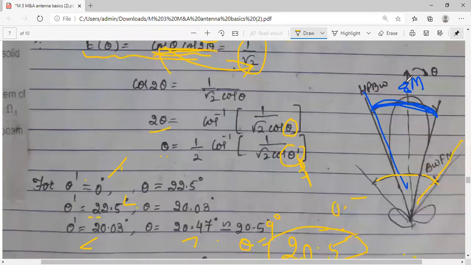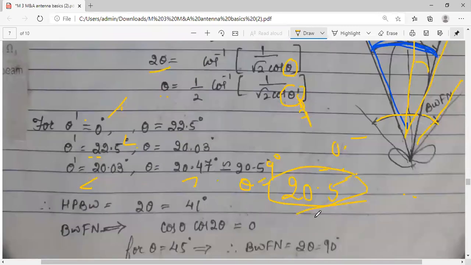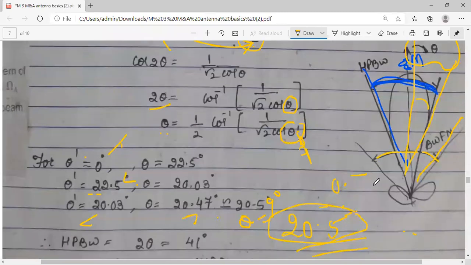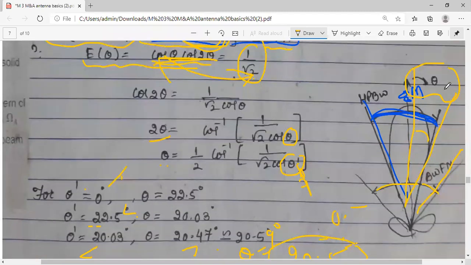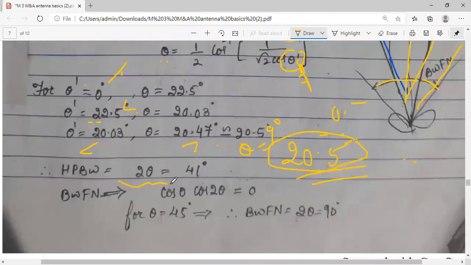ये जो आपका फिगर है इसमें हाफ वैल्यू ये जो है this is 20.5. So if theta is 20.5, what is HPBW? 2 times theta. So 2 times theta will be 20.5 into 2, that is 41 degrees. Okay, ये आपका first value हो गया HPBW.